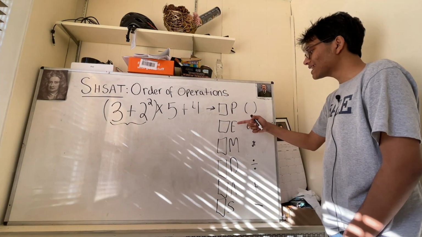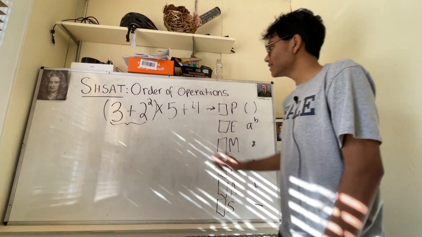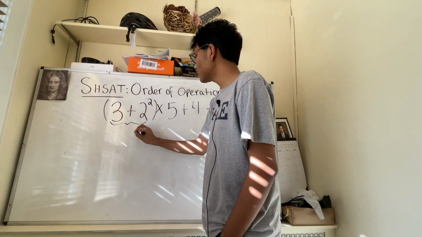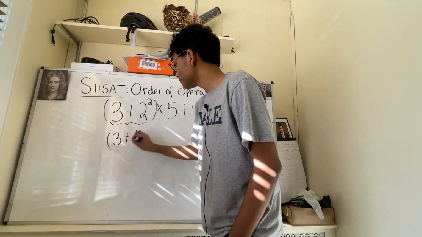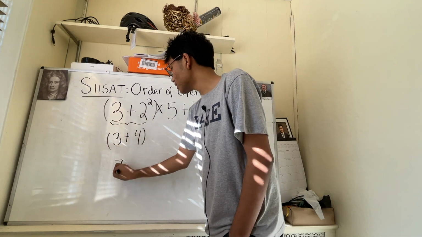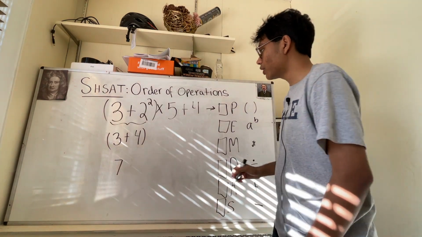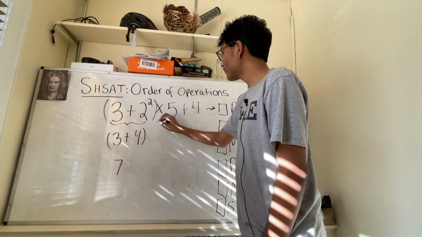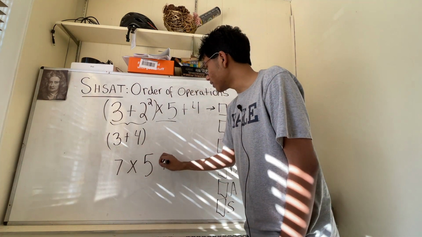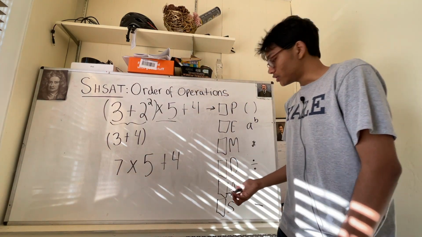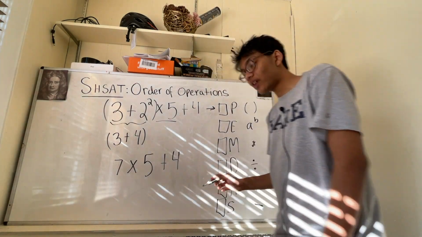Remember, you do exponents before you add. So let's do the exponent first. 2 squared, that's going to be 4. And 3 is going to be added to 4. Well, 3 plus 4, that's just 7. And now we're done with our parentheses. So don't forget, you have a 5 outside the parentheses times 5, and you have a plus 4 here. Now, which one should you do first? Should you do 7 times 5, or should you do 5 plus 4?